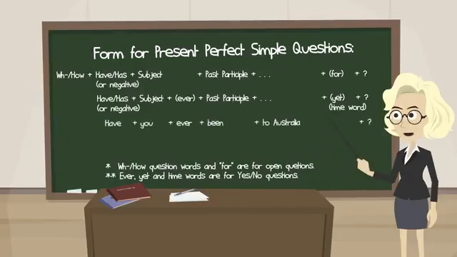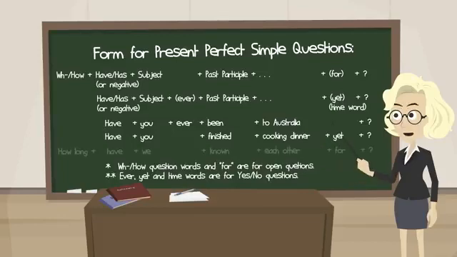Have you been to Australia? So we start the question with have plus the subject you plus ever plus the past participle been plus to Australia. Have you finished cooking dinner yet? Here we used yet. How long have we known each other for? Here we began the question with how long and ended it with for.